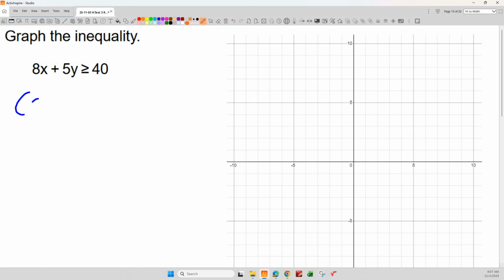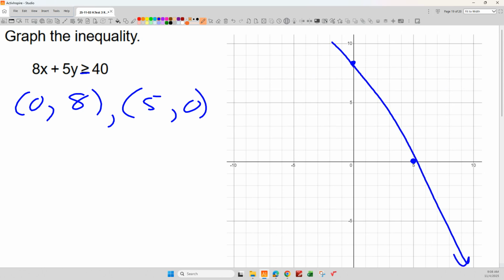So if we let x equal 0, what's y equal to? 8. If we let y equal 0, what's x equal to? Okay, so we get the point 0, 8, right there, and we get the point 5, 0. And you already told me because this is an equal sign, it's going to be a solid boundary. And then how could I determine which side I shade?